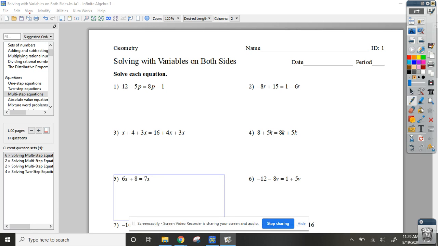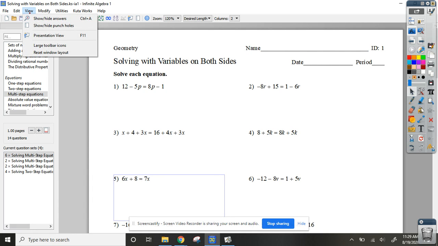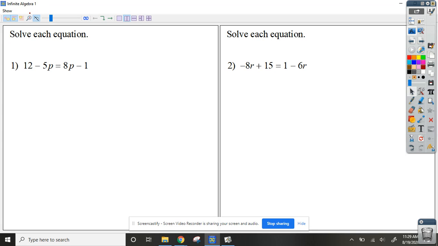So let's go ahead. Let's do number one together. Let me put this in presentation mode. There we go. We're going to solve for p in number one. It says 12 minus 5p equals 8p minus 1.